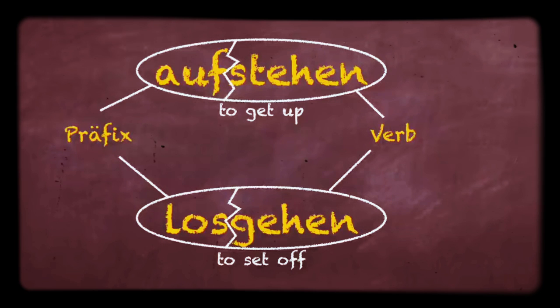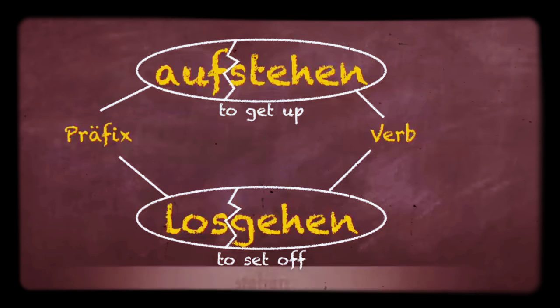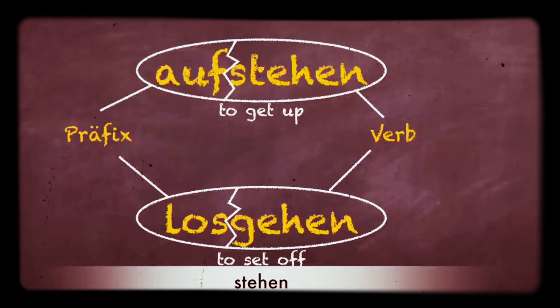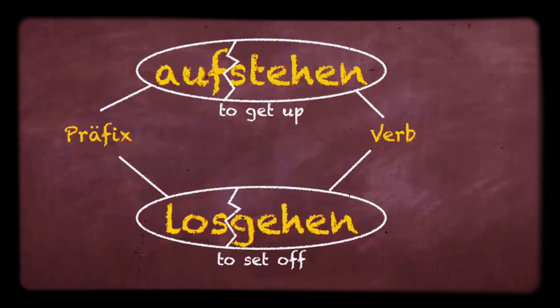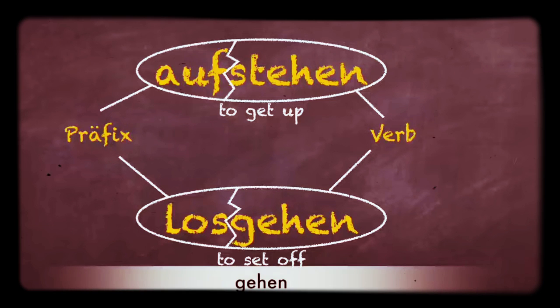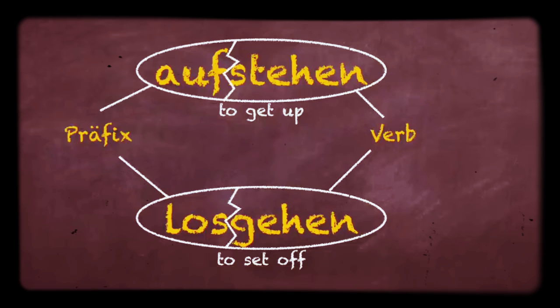Adding a prefix to a normal verb, the standard verb, changes the meaning of the verb. For example, stehen means to stand, whereas aufstehen means to get up. Gehen means to go, whereas losgehen means to set off. Such verbs are known as Trennbare Verben. Now let's see how to use them in a sentence.